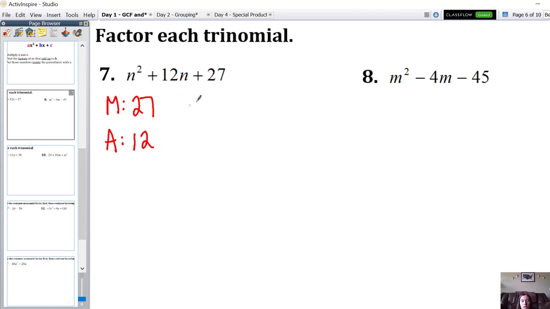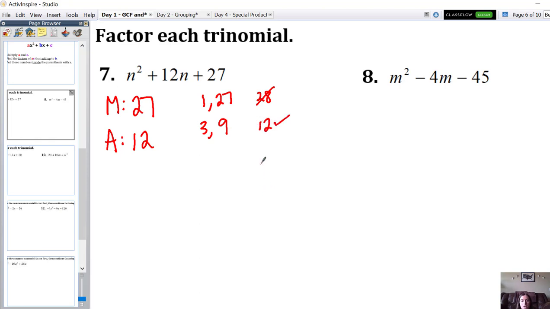So over here I'm going to list out all of the factors of 27 and see which ones will get me to 12 when I add them together. So I could do 1 and 27. I could do 3 and 9. Those are the only factors of 27. Now I need to see, when I add the factors together, which ones get me to 12. Well, 1 plus 27 is 28. I don't want that. 3 plus 9 is 12.